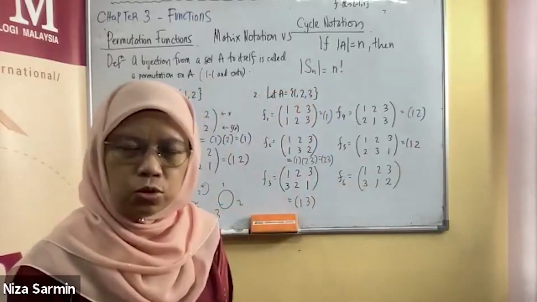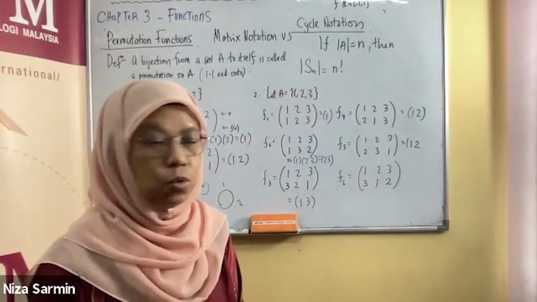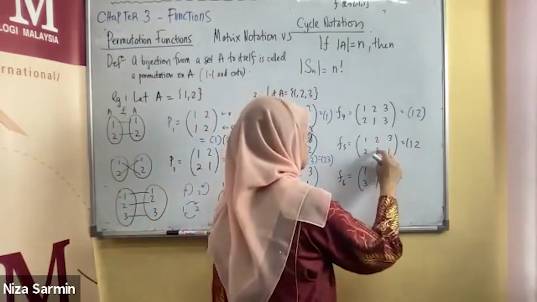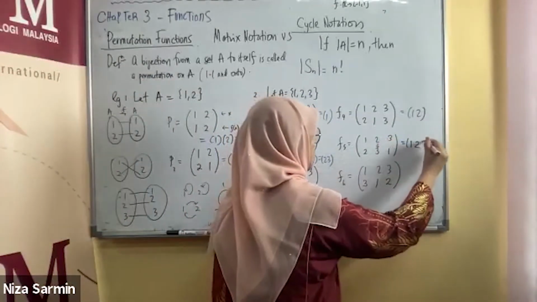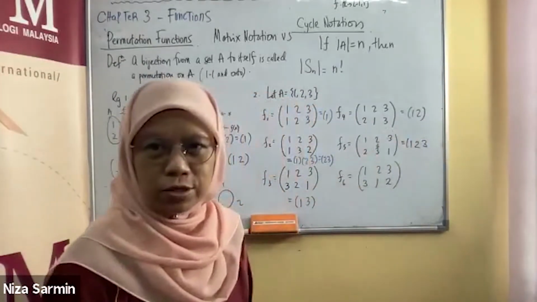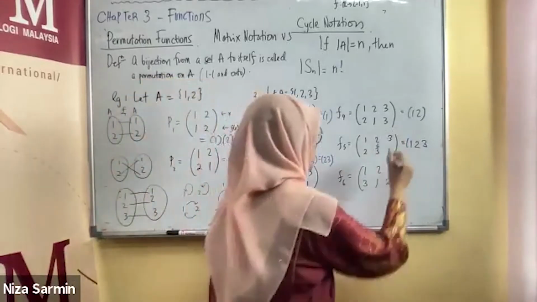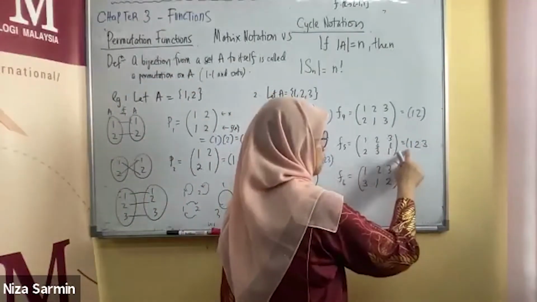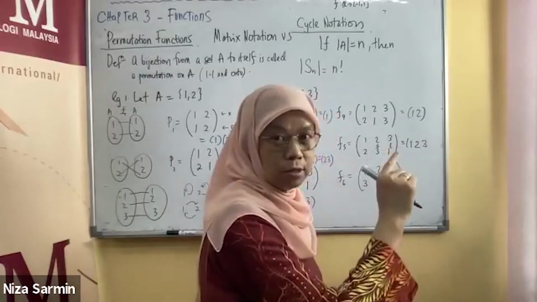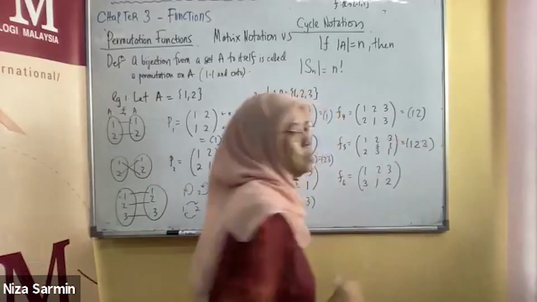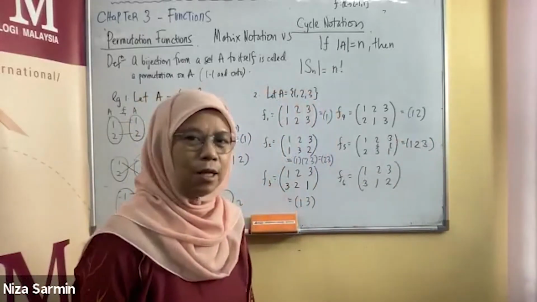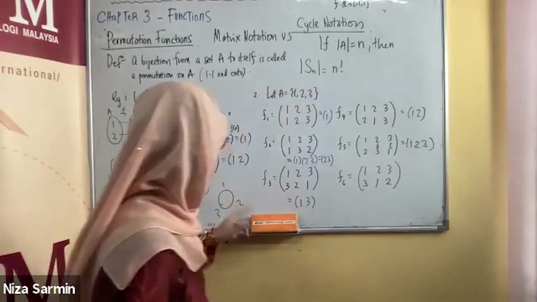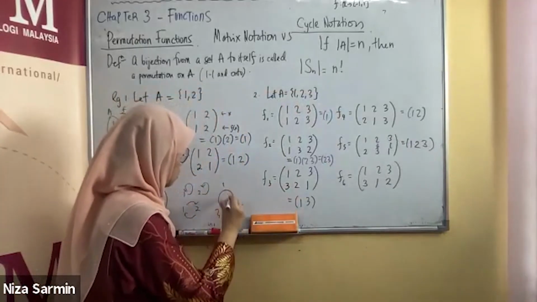Now you look at 2, you want to find what is the image of 2. 3. Then you look at 3, what is the image of 3? 1, but 1 is already here. So you close that. And then when you draw, it's like this actually.